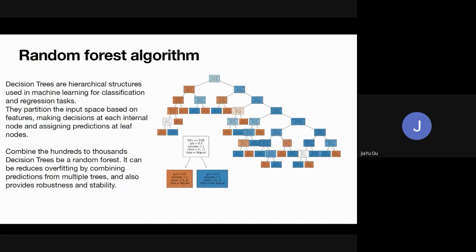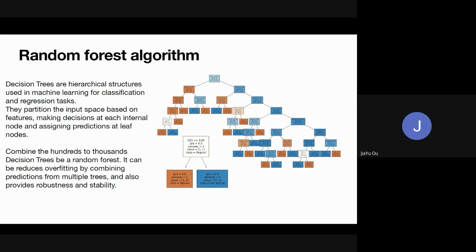Yeah, next. And next is the random forest algorithm. The random forest algorithm combines a lot of decision trees. On the right hand side is an example of a decision tree. If we input a lot of features into our algorithm, it will use these features to divide the data into two groups, and it keeps splitting into two groups step by step.